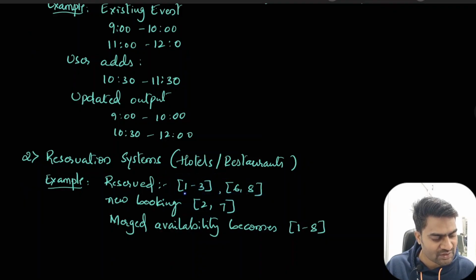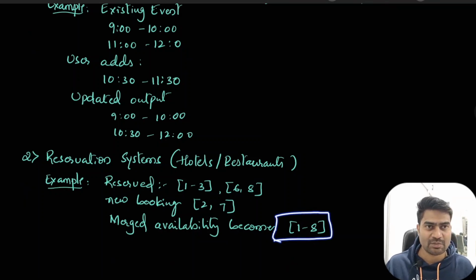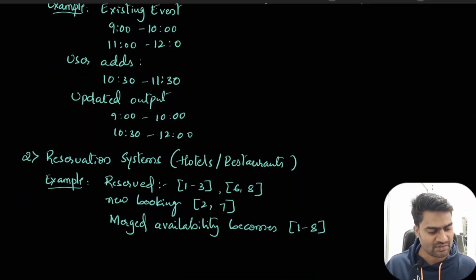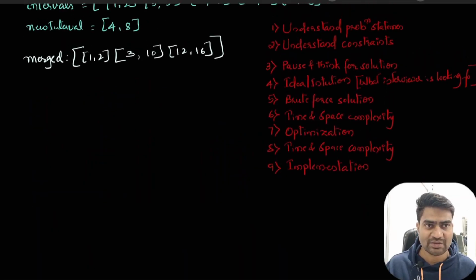Somewhere in between 1, 3 and in between 6 and 8. So that's where this availability becomes from 1 to 8. So this is the real-time use cases of this particular problem. Okay, with that, now let us try to understand the brute force solution for this problem.